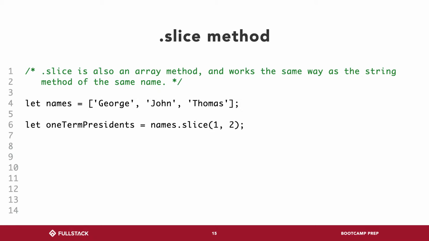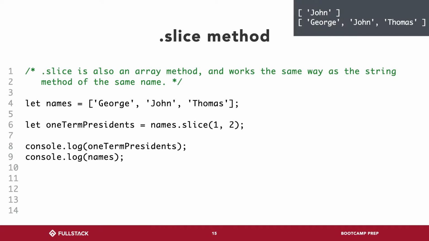So if we do let one term precedence is equal to names.slice of 1 and 2, slice, remember, starts, we give it a start index, and it includes the element at that index, which would be John, right? 0, 1. Include John, and then it tells you where to end, at 2. But we don't include that one, so all we get is John. And as you can see, this does not alter the original array, which will be important. Maybe not right now for you guys, but it will be important. Okay?